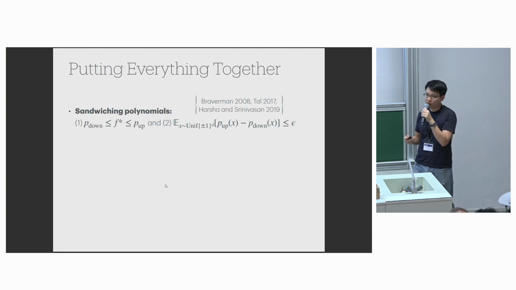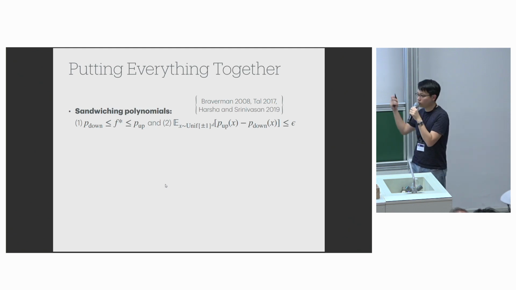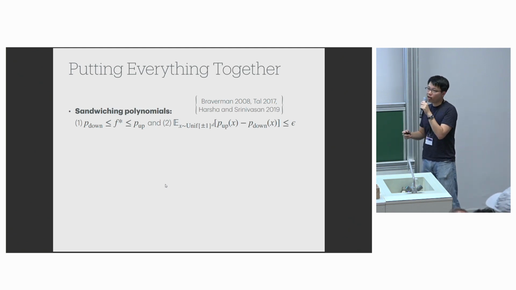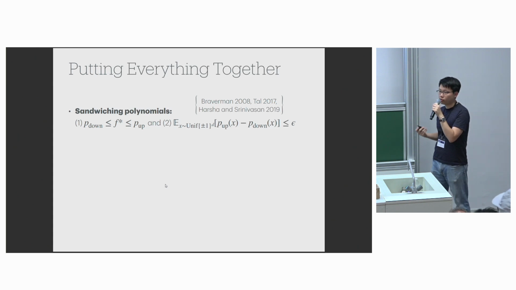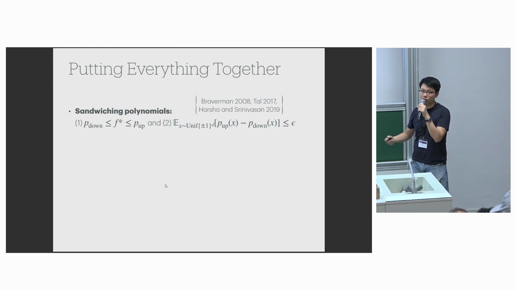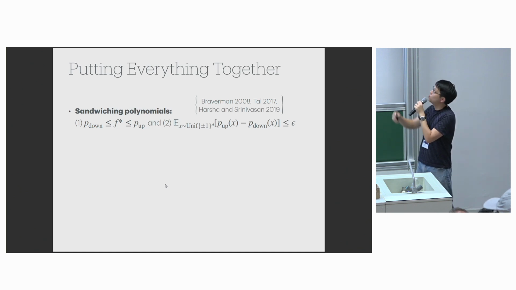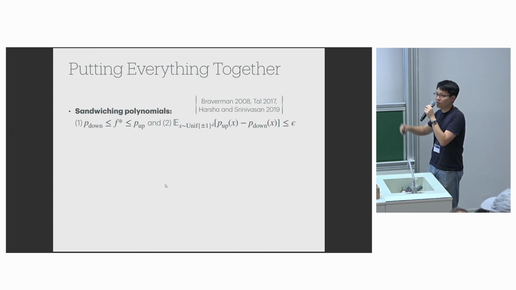So let's see how to put these steps together for the particular case of LTF-of-AND circuits. It's known that these circuits over the Boolean hypercube admit what's known as sandwiching polynomials with respect to the uniform distribution. In particular, there are low-degree polynomials p_down and p_up that sandwich f star, such that p_up and p_down have very close expectations under the uniform distribution.